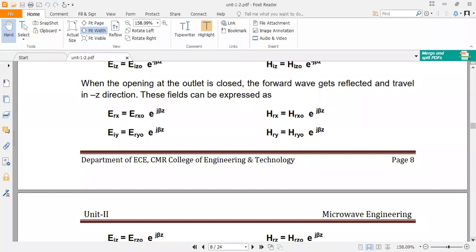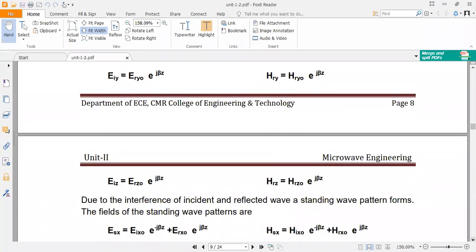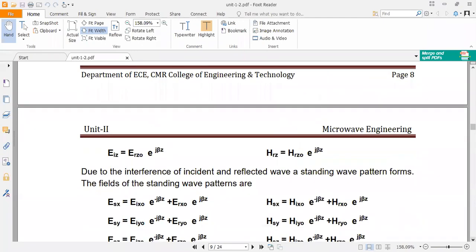Traveling in the negative z direction. So now, due to interference, what happens? The incident and reflected waves form the standing wave pattern. We are not interested in the transmitted signal, the forward wave or the reflected wave. We are interested in the standing wave pattern. What is the standing wave pattern?